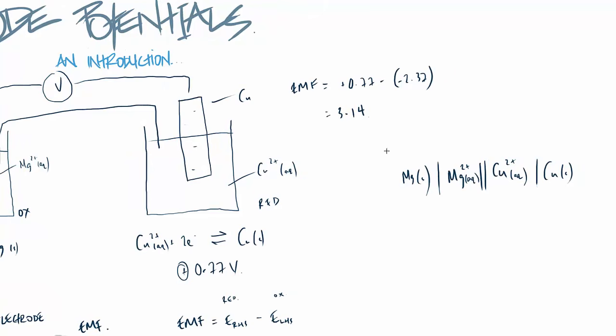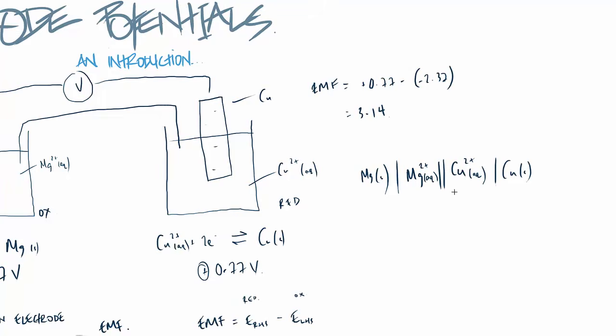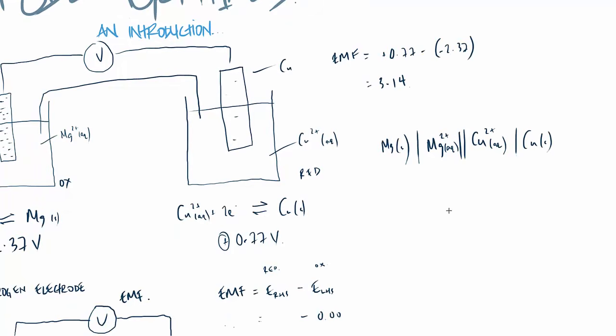And the way this particularly works is, this is your best way of using the EMF thing here. It's the right hand side minus left hand side, exactly as it's written there, which is your reduction minus your oxidation electrode potential.